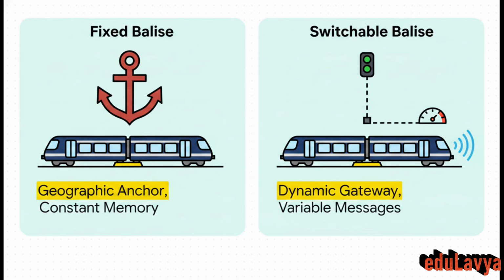Seeing them side by side really highlights the contrast here. The fixed Balise gives us that unchanging geographical anchor. It's basically shouting to the train, "You are exactly here." Meanwhile, the switchable Balise is a live, dynamic gateway linked to the whole signaling network, telling the train, "Hey, based on traffic ahead, here's exactly how far and how fast you can go right now." We absolutely need both for a safe, fully functioning network.